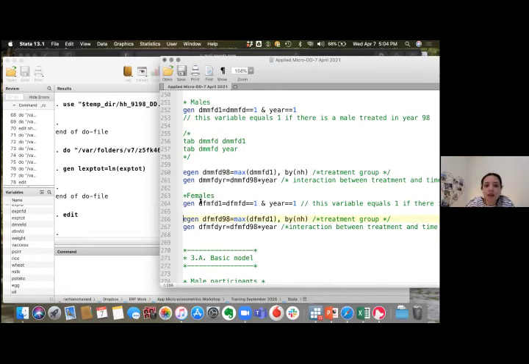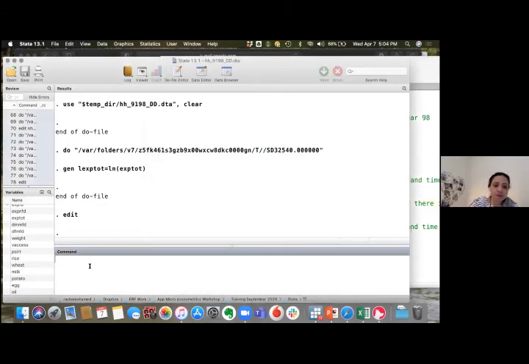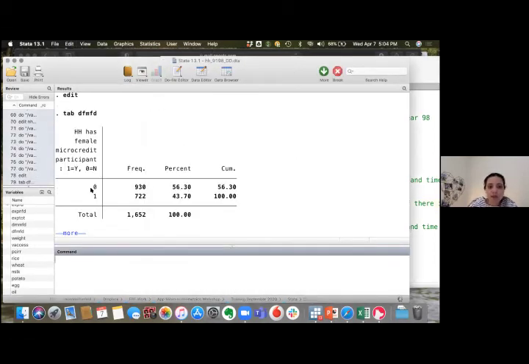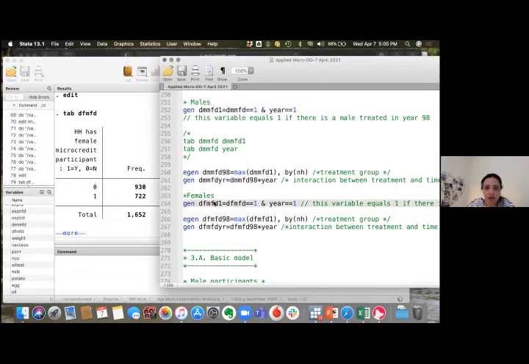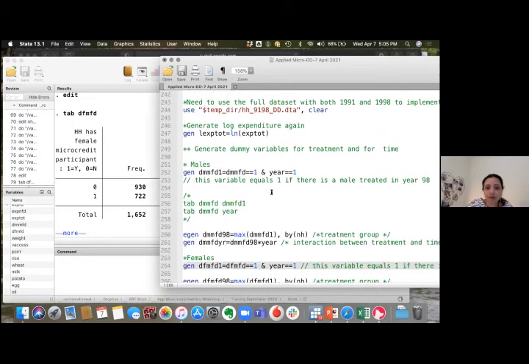So I will create a new variable. I will call it dfmfd1, which equals 1 if my original variable equals 1. Just to remind you, if I tabulate this variable dfmfd, it equals 1 if the household has a female participant, and equals 0 if the household has no female participant. So I am creating a new variable that equals 1 if the household has a female participant in year 1. So it is my variable capital T I.